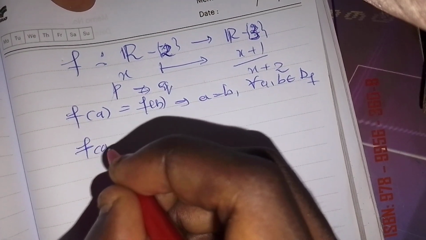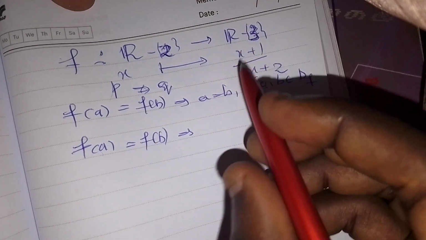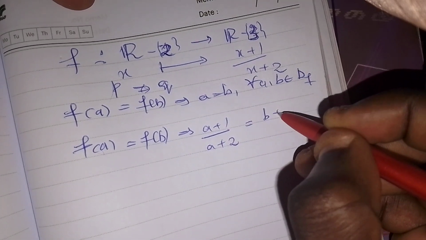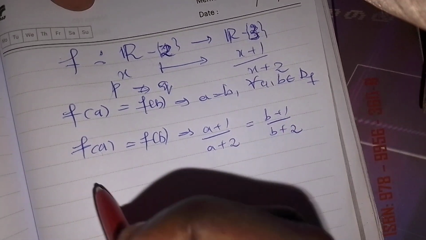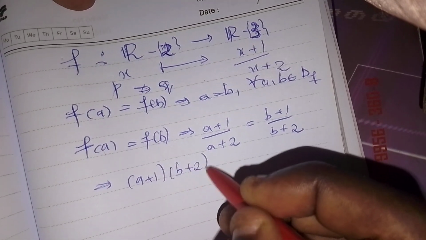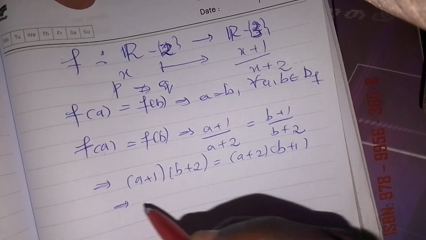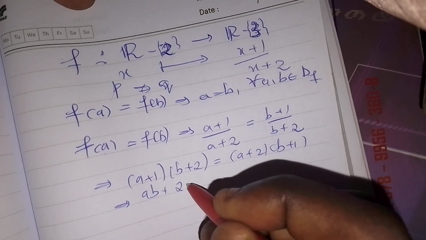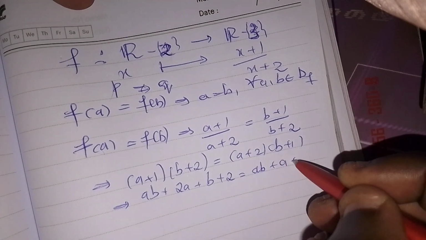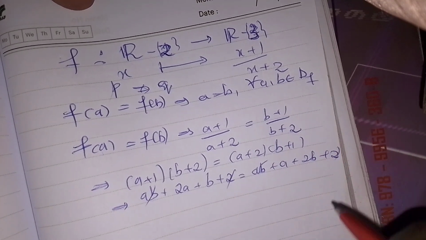So I begin. f of a is equal to f of b. What does this mean? I replace x with a. a plus 1 over a plus 2 is equal to b plus 1 over b plus 2. Now we cross multiply. We have a plus 1 times b plus 2 equal to a plus 2 times b plus 1. Now expand together. We have ab plus 2a plus b plus 2 equal to ab plus a plus 2b plus 2. ab cancels ab, 2 cancels 2.